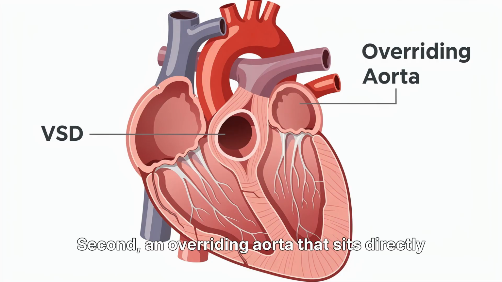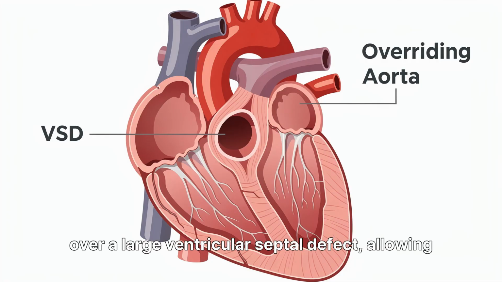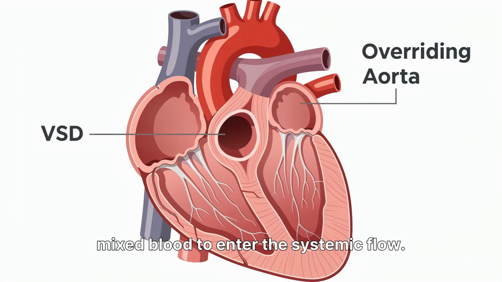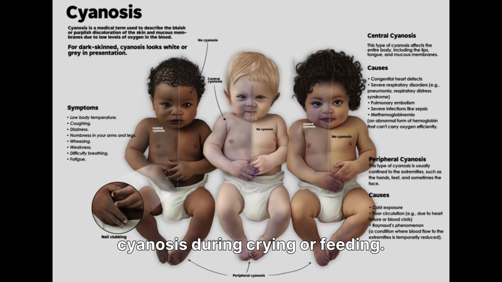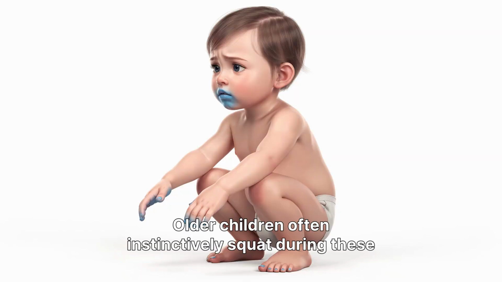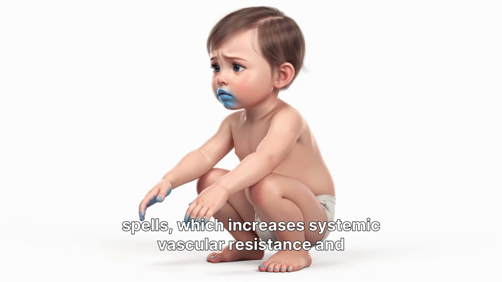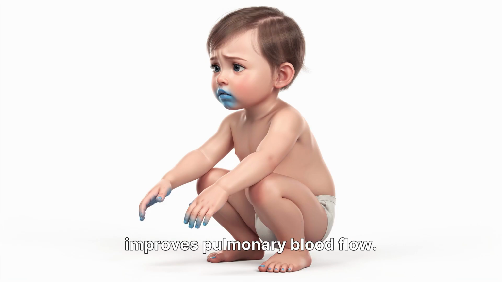Second, an overriding aorta that sits directly over a large ventricular septal defect, allowing mixed blood to enter the systemic flow. Patients may experience TET spells, episodes of profound cyanosis during crying or feeding. Older children often instinctively squat during these spells, which increases systemic vascular resistance and improves pulmonary blood flow.